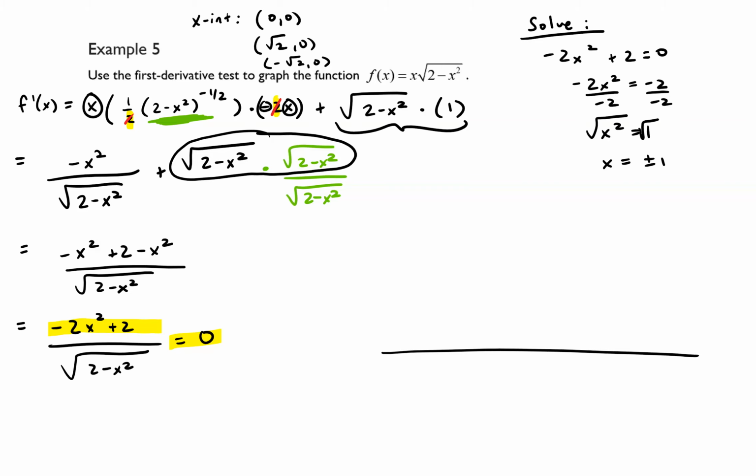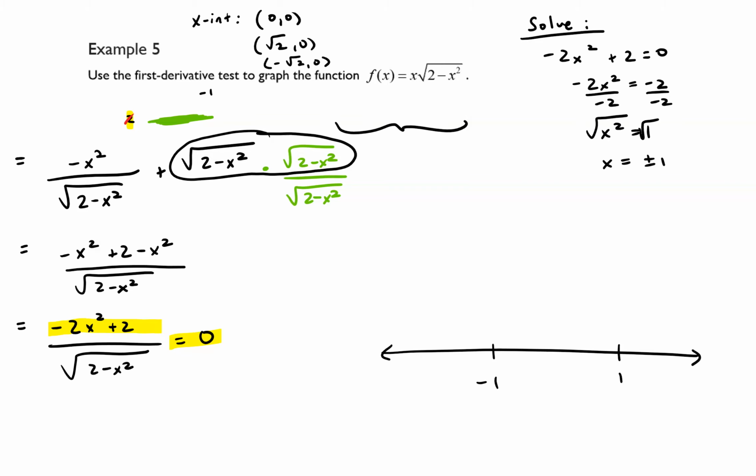I'm now going to make my sign chart. So here is -1, here's +1, and I need to come up with my test numbers. We have to be a little bit careful with our test numbers, and that is because our domain is limited in this example, and let me show you why that is.